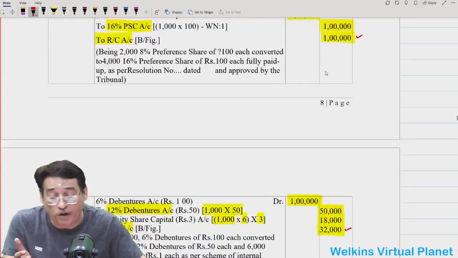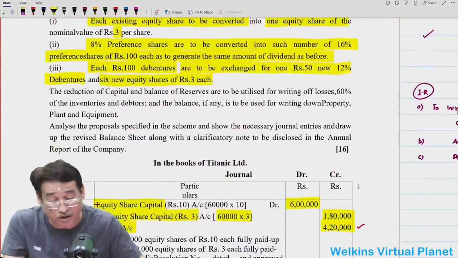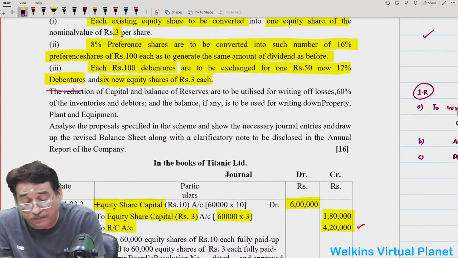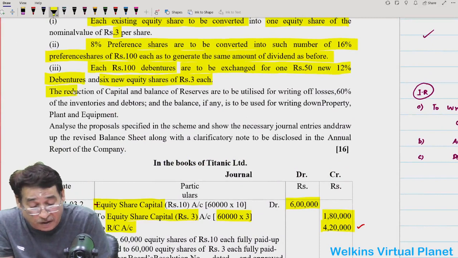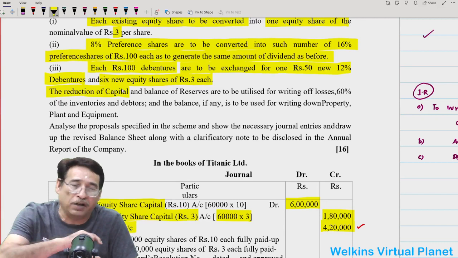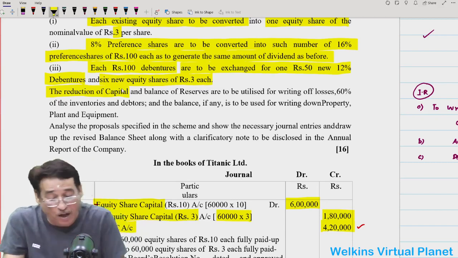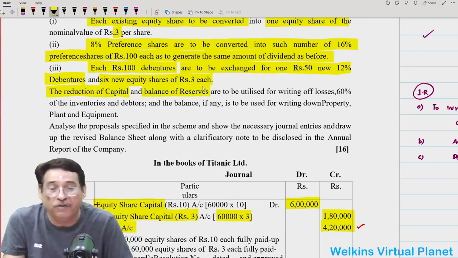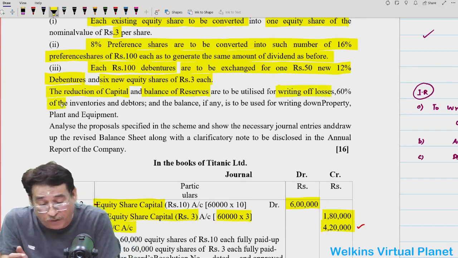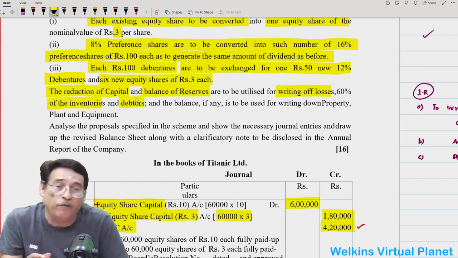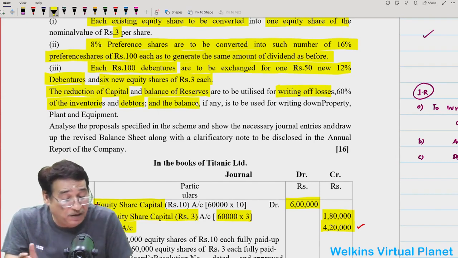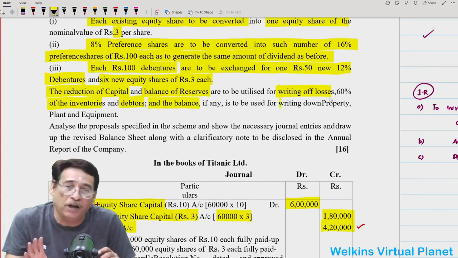Actually, in this question, one more piece of information is given with respect to general reserve. The question says that the total amount now available in the reconstruction balance, that is 5,52,000, and the balance of general reserve will be utilized for writing off 60% of the inventory and debtors. That means we have to write off 60% of the inventory and debtors. And if there is a balance, that will be used for writing down property, plant and equipment.